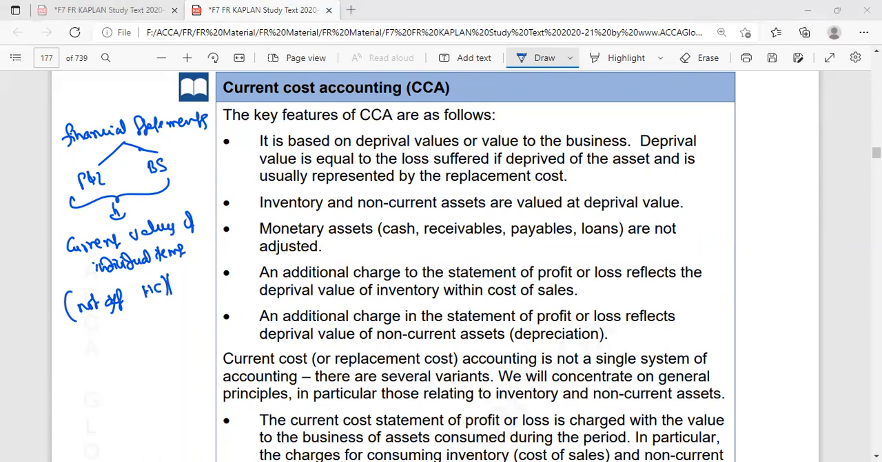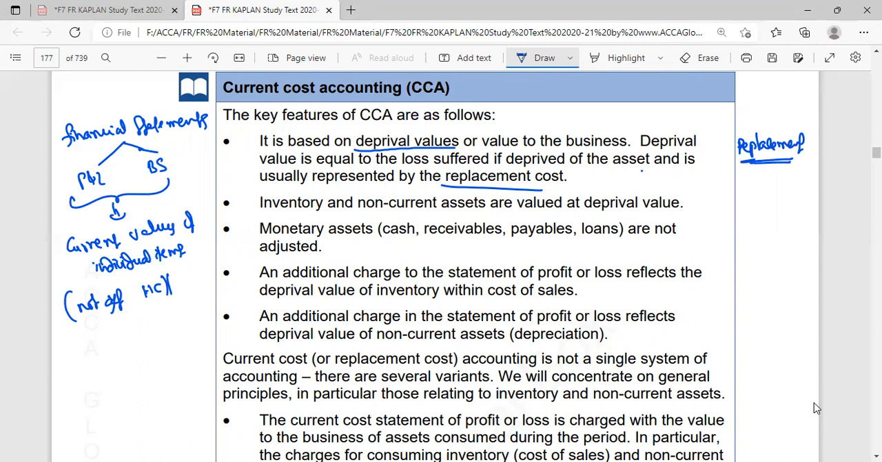So what is meant by current value? Generally, current value is how much amount you would be required to pay if you wanted to purchase the asset at present. It is based on deprival value, or value to the business, and the deprival value is equal to the loss suffered if deprived of the asset, and is usually represented by replacement cost. Replacement cost is how much amount is required to spend for replacing the old asset.